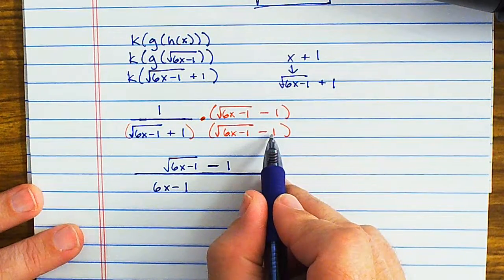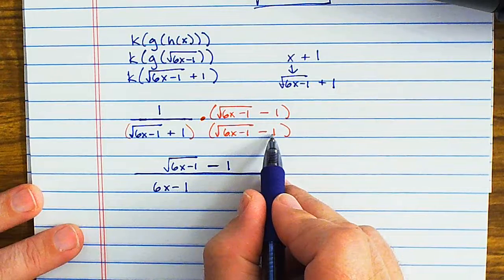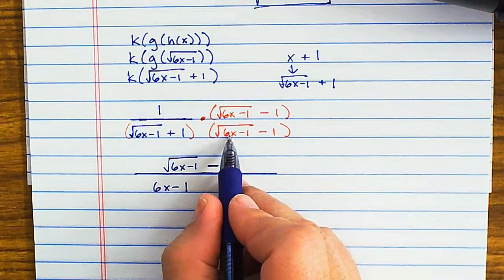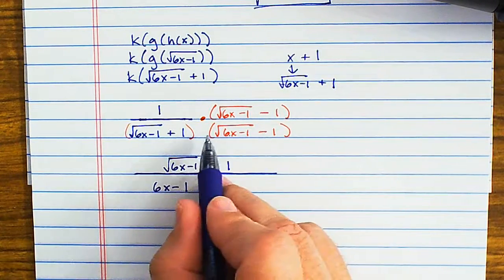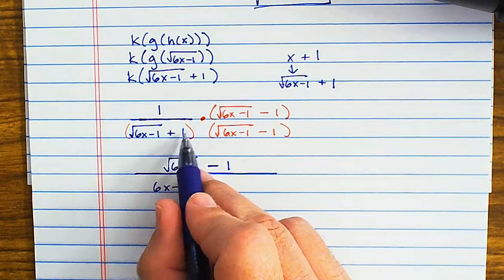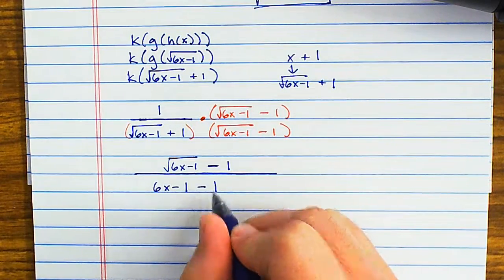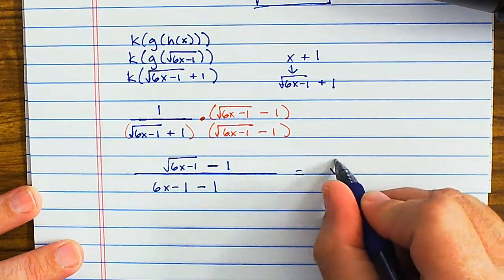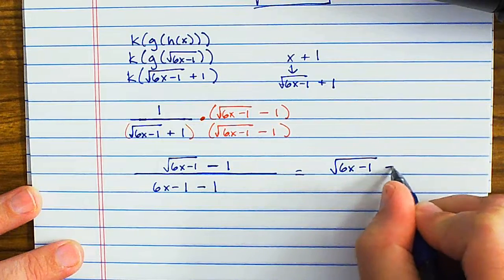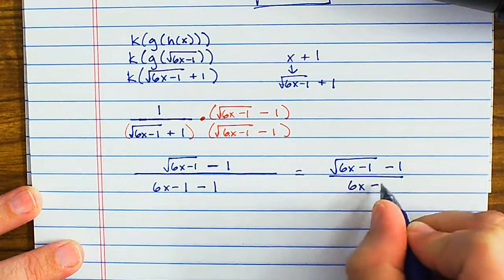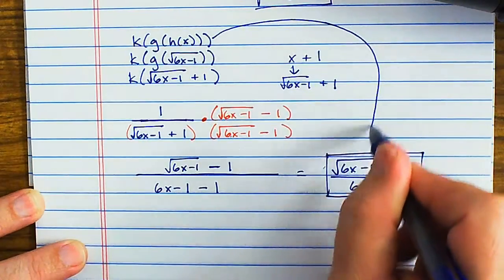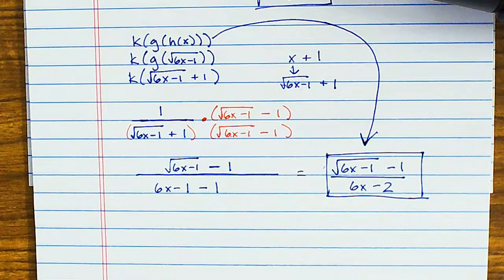Radical 6x minus 1 times negative 1 is negative radical 6x minus 1. Positive 1 times radical 6x minus 1 is positive radical 6x minus 1. So that cancels. That's what this does by multiplying by the conjugate. So that's gone. And then positive 1 times negative 1 is negative 1, which we can then combine with like terms to end up with the numerator over 6x minus 2. And that is k of g of h of x.